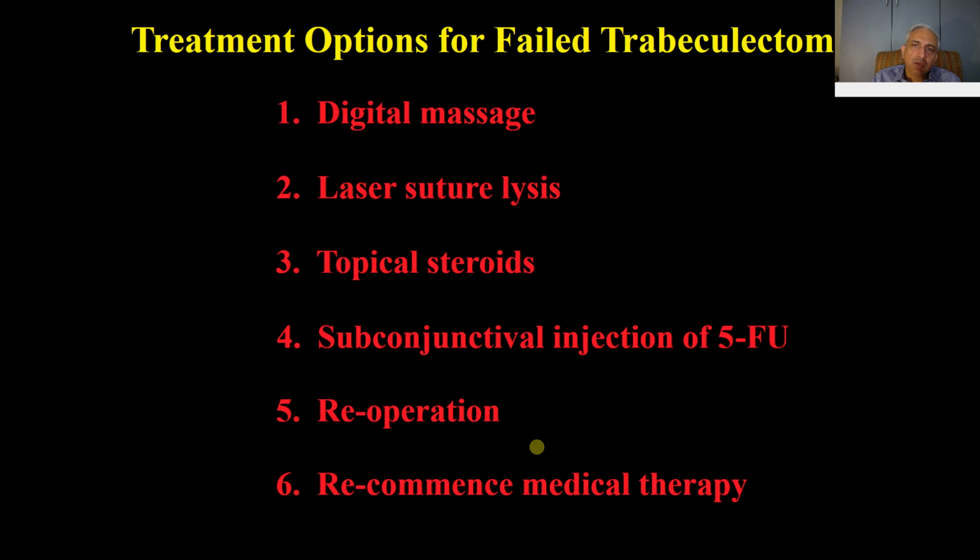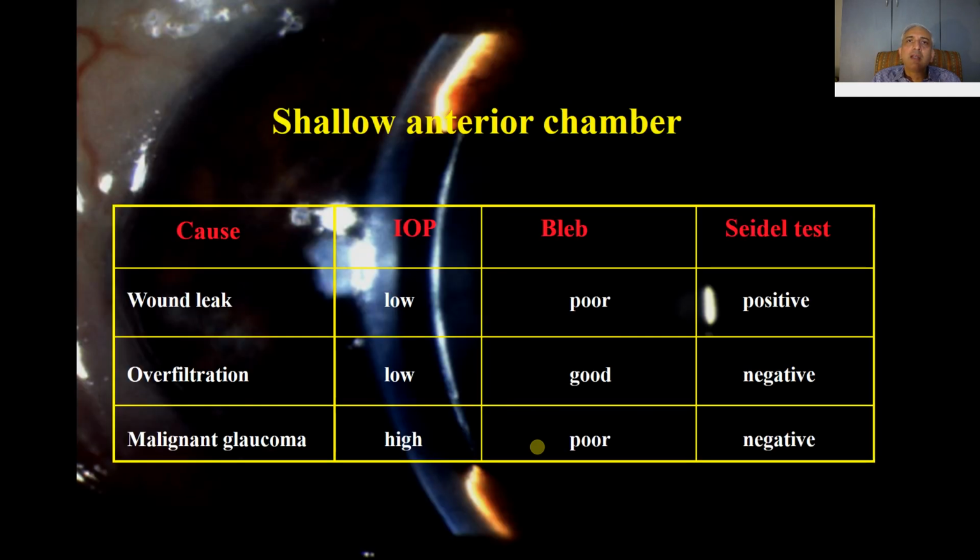The other treatment now available is to put a valve in the eye. A valve is a tube or shunt which drains aqueous from inside the eye to the outer area, but in a more controlled manner.